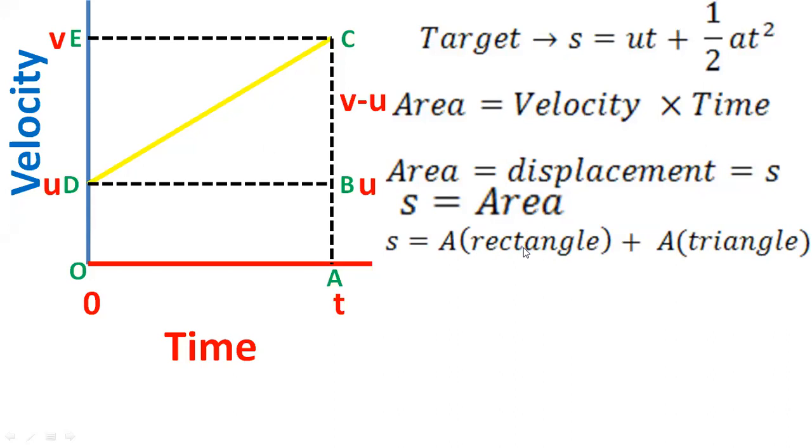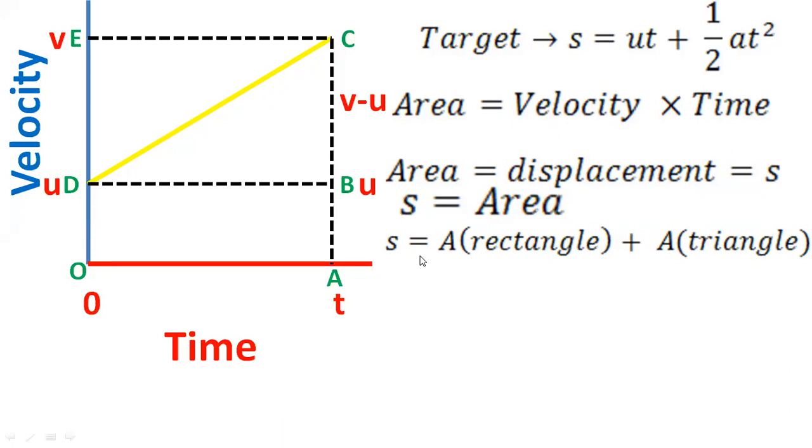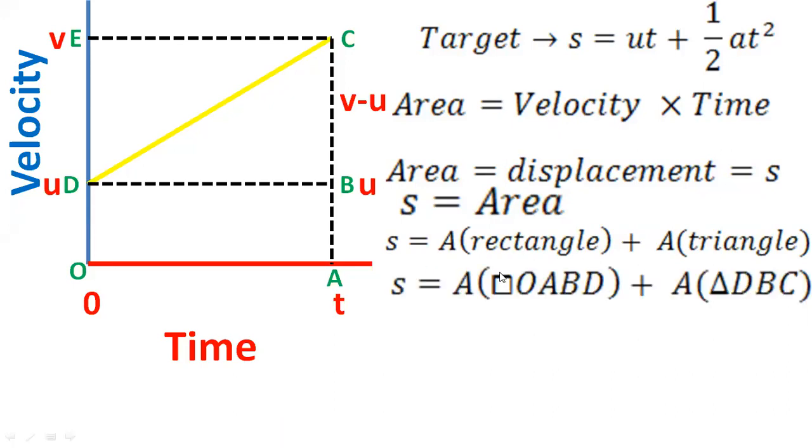So how to find the rectangle area? Rectangle area is very simple. All you have to do is multiply length into breadth, and for the triangle you have to multiply 1 by 2 into base into height. So let me do that. For the rectangle we have taken OABD, and for the triangle we are taking DBC. Let me put the values. What is the value of this OA? OA value is t and this AB value is u.